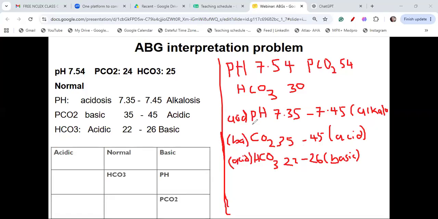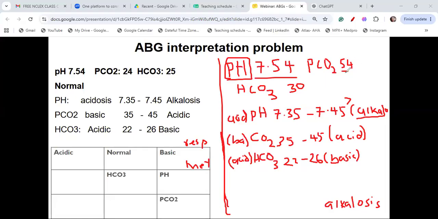So let's start. We want to get the final name. The final name is obtained from the pH. Our pH is 7.54. Where is it lying? It's more than 7.45. So it is alkalosis. So you write alkalosis. Okay. The next thing is to determine if it is metabolic or respiratory in nature. And I said the issue has to match your pH. So if the issue is CO2, it is respiratory. If the issue is bicarbonates, then it is metabolic. Okay? So let's start with CO2.